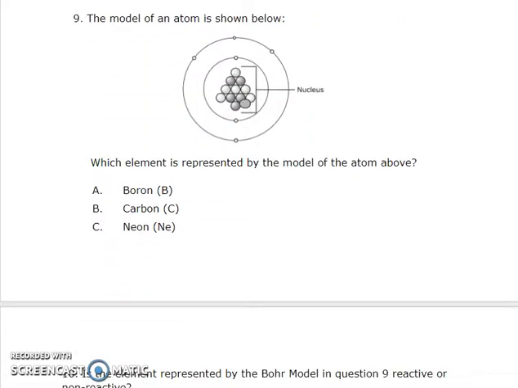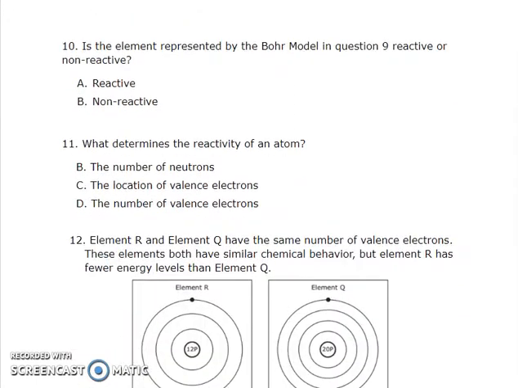Number 9. The model of an atom is shown below. Which element is represented by the model of the atom above? A, boron. B, carbon. C, neon. Number 10. Is the element represented by the Bohr model in question 9 reactive or non-reactive? A, reactive. B, non-reactive.